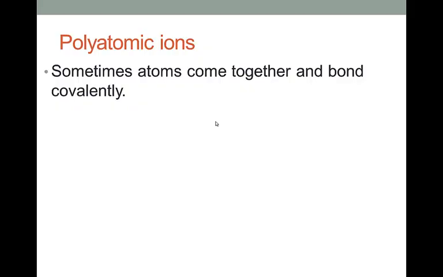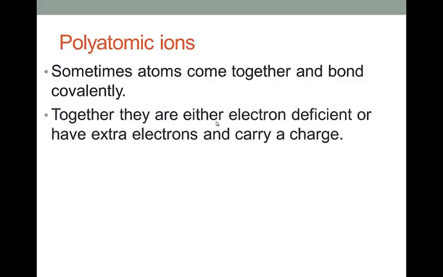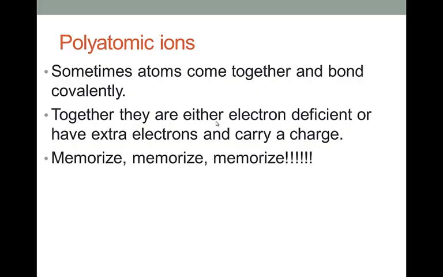Polyatomic ions are formed when atoms come together and bond covalently. So many atoms, usually nonmetals, come together and bond, and therefore they can together gain an electron or lose an electron, and therefore they will carry a charge.